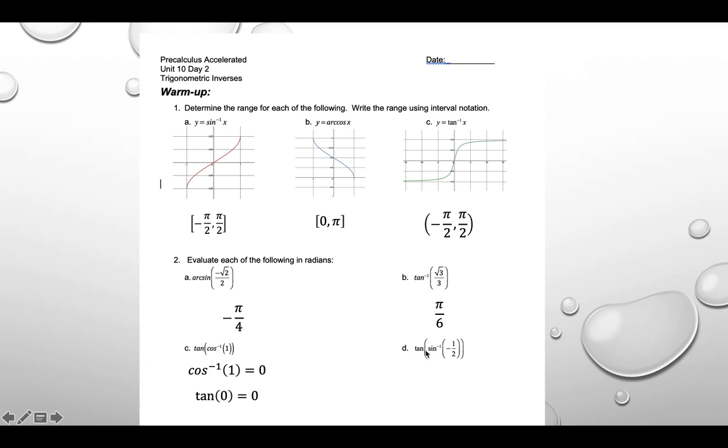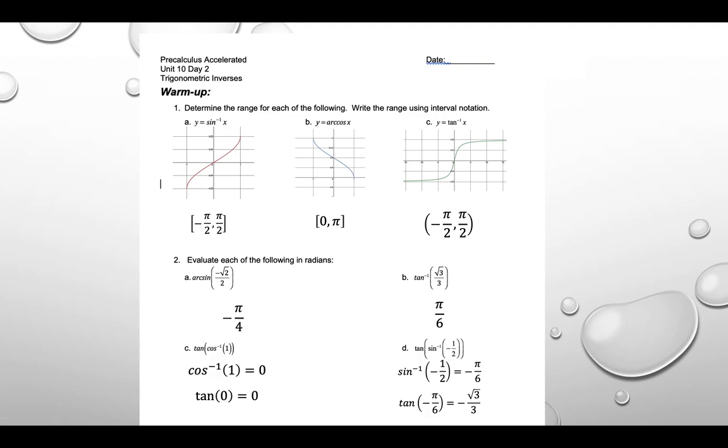This one here is saying, what is the tangent of inverse sine negative 1/2? So let's get the angle for inverse sine of negative 1/2. I'm in between negative pi over 2 and pi over 2, so that would give me an angle of negative pi over 6. But now I need the tangent of negative pi over 6, and the tangent of negative pi over 6 would be negative root 3 over 3. It's negative because this angle is in quadrant 4, and tangent's going to be negative in quadrant 4.